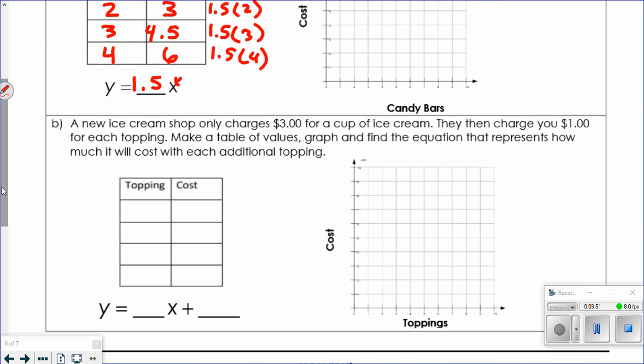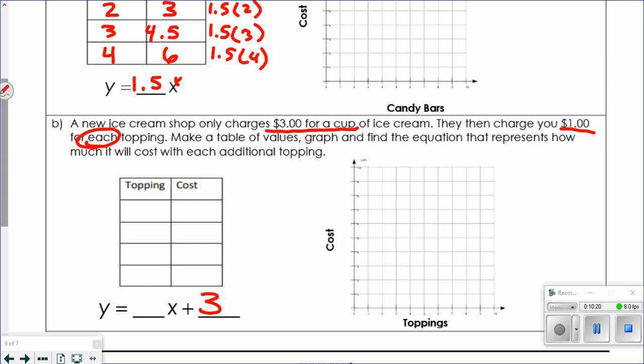A new ice cream shop only charges $3 for a cup of ice cream. Then they charge you $1 for each topping. Make a table of values, graph and find the equation that represents how much it will cost with each additional topping. So we've got to figure out $3 for a cup and $1 for each topping. So which number goes where? Well, I know it's $3 one time just for the ice cream. So $3 is the Y-intercept because I'm only paying it one time because I'm buying one thing of ice cream.